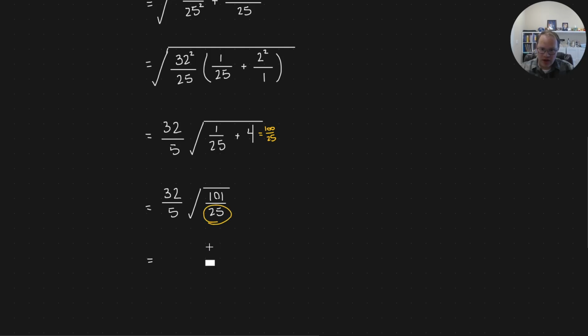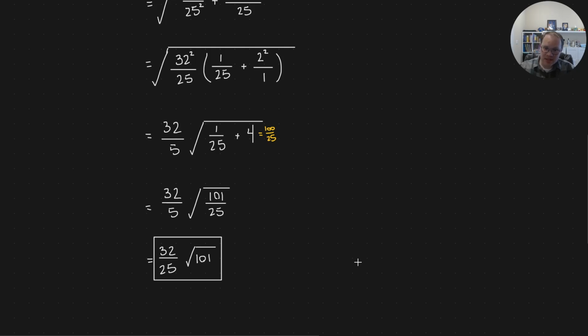Square root of 25 is 5 times the 5 that's already down there. I'll get 25 overall, and then I still have the root 101, which there's not much I could do about without a calculator. And so without a calculator, that's the answer. If you want a decimal approximation, you could pull out your calculator for that.